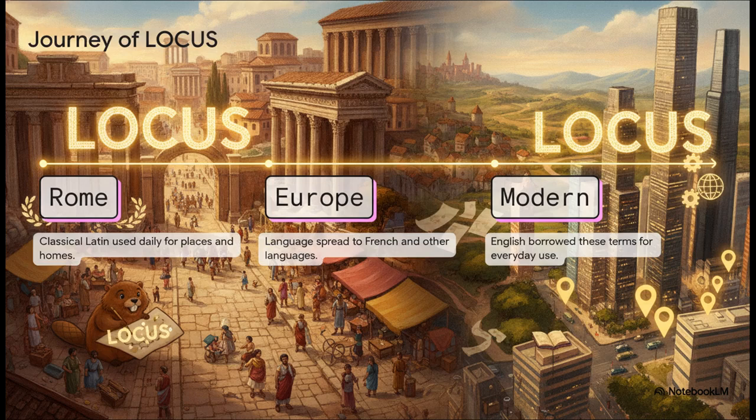Now, as Roman civilization spread, Latin became the dominant language of government, education, law, science, and religion across a huge chunk of Europe. Over time, French inherited many of these Latin words, and then English borrowed them. That is exactly why today we use words like local, locate, location, locale, allocation, and dislocation. They entered English centuries apart, but they all carry that exact same central idea of place.